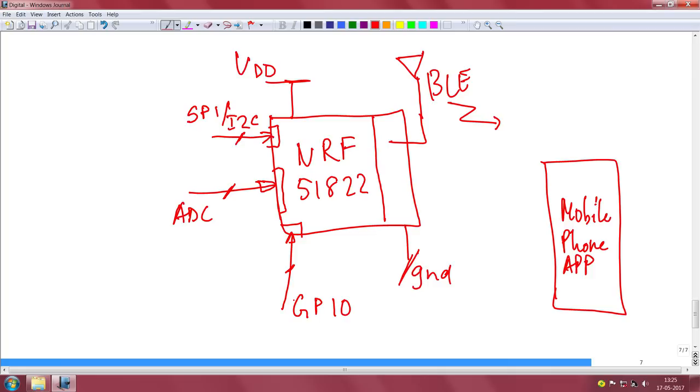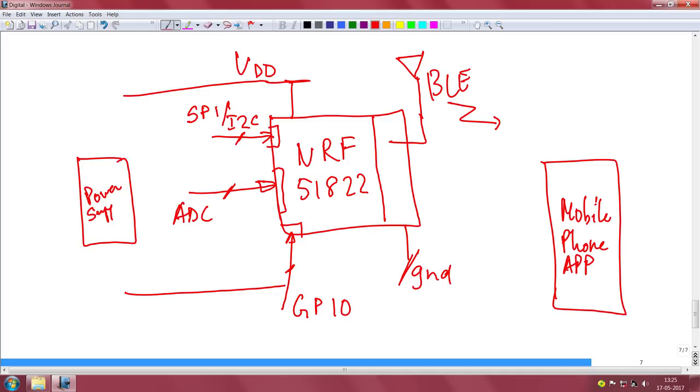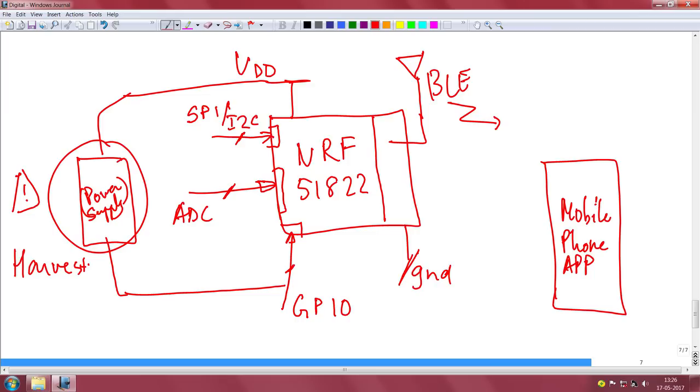The board's novelty indeed is in powering this board. Okay, the power supply or power VDD for this board is actually being harvested from the system itself. Okay, so I will show this. Here this block is the most critical block. Pay all your attention here, and this is harvested energy. Okay, harvested energy. How is it harvesting?